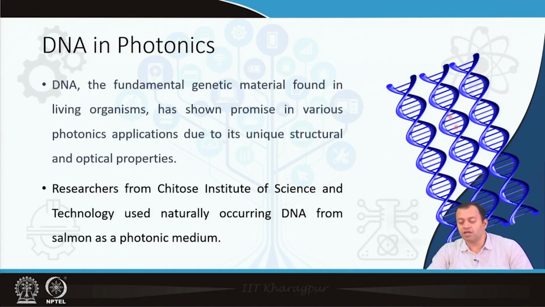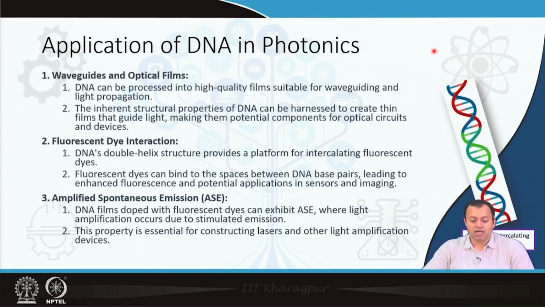So, only specific photons, specific energy of photons will be allowed to pass through them without getting destructively interfered, and they could be utilized for several purposes such as making waveguides and optical films. DNA can be processed into high quality films suitable for waveguiding and light propagation. As I was saying, the inherent structural properties of DNA can be harnessed to create thin films that guide light, making them potential components of optical circuits.